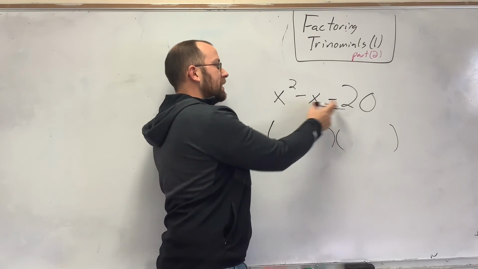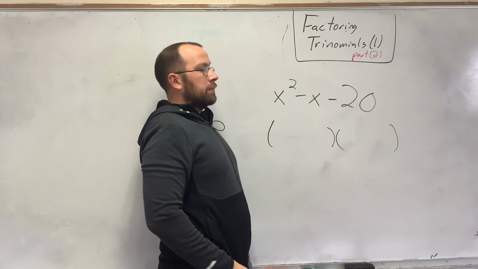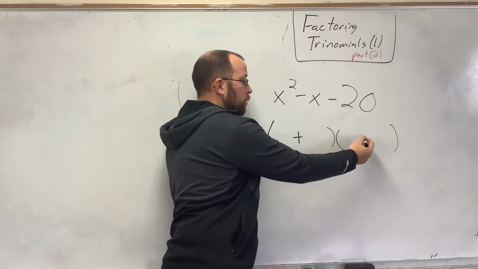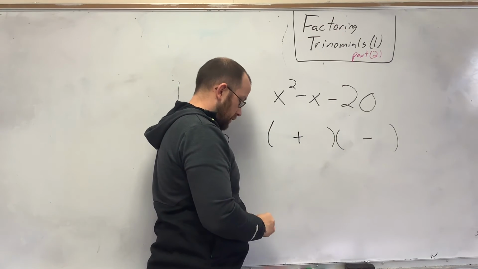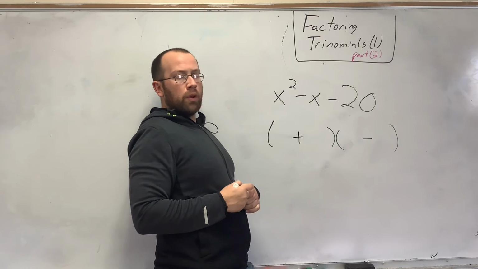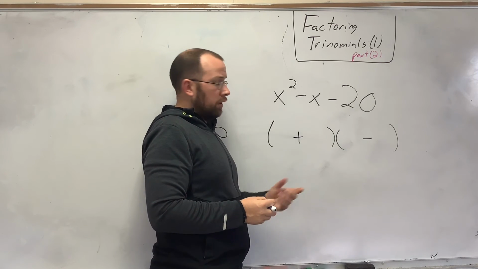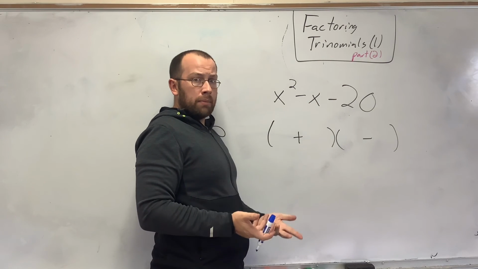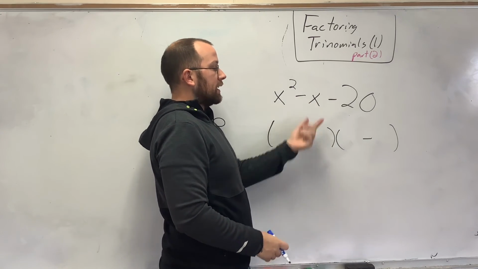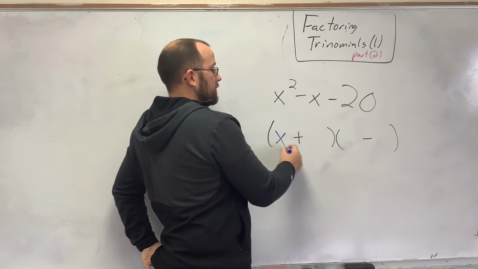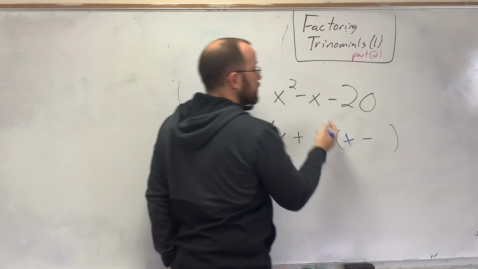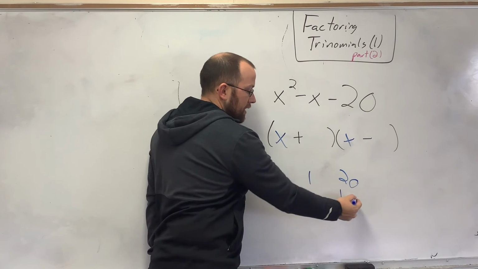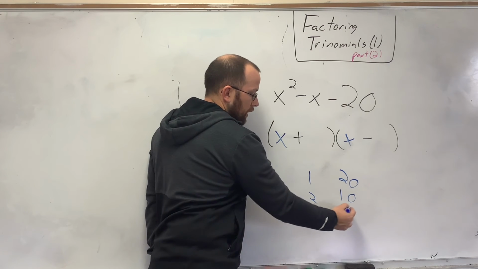This time I have a negative and a negative. Because I have two negatives, that means one of these is going to be a positive and one is going to be a negative. You have to ask yourself, which one is going to be the negative number of these two? Since this is negative in the middle, the larger number is going to be negative. So what times what gives me x? Now I need the factors of 20. I'm going to write it down here this time. So 1 and 20, 2 and 10, 4 and 5.